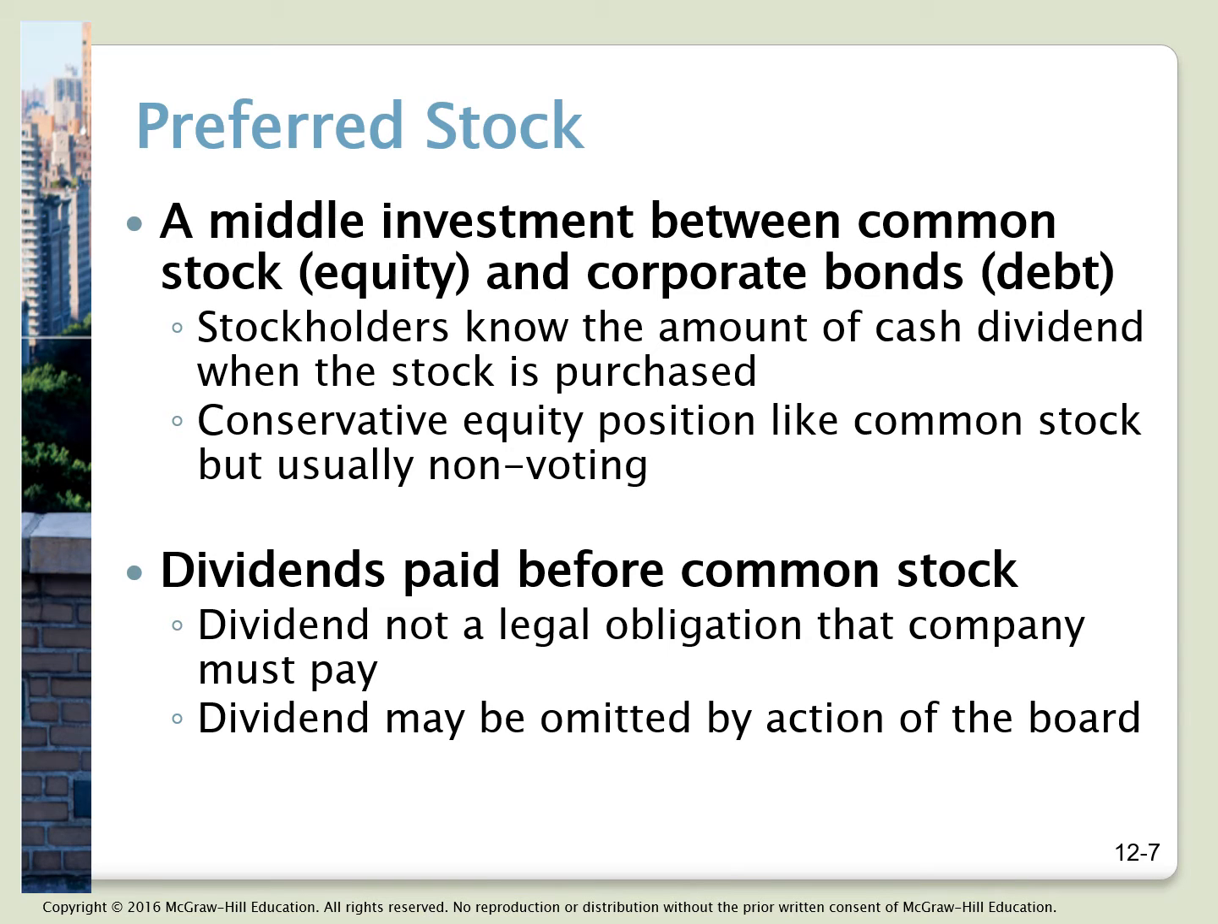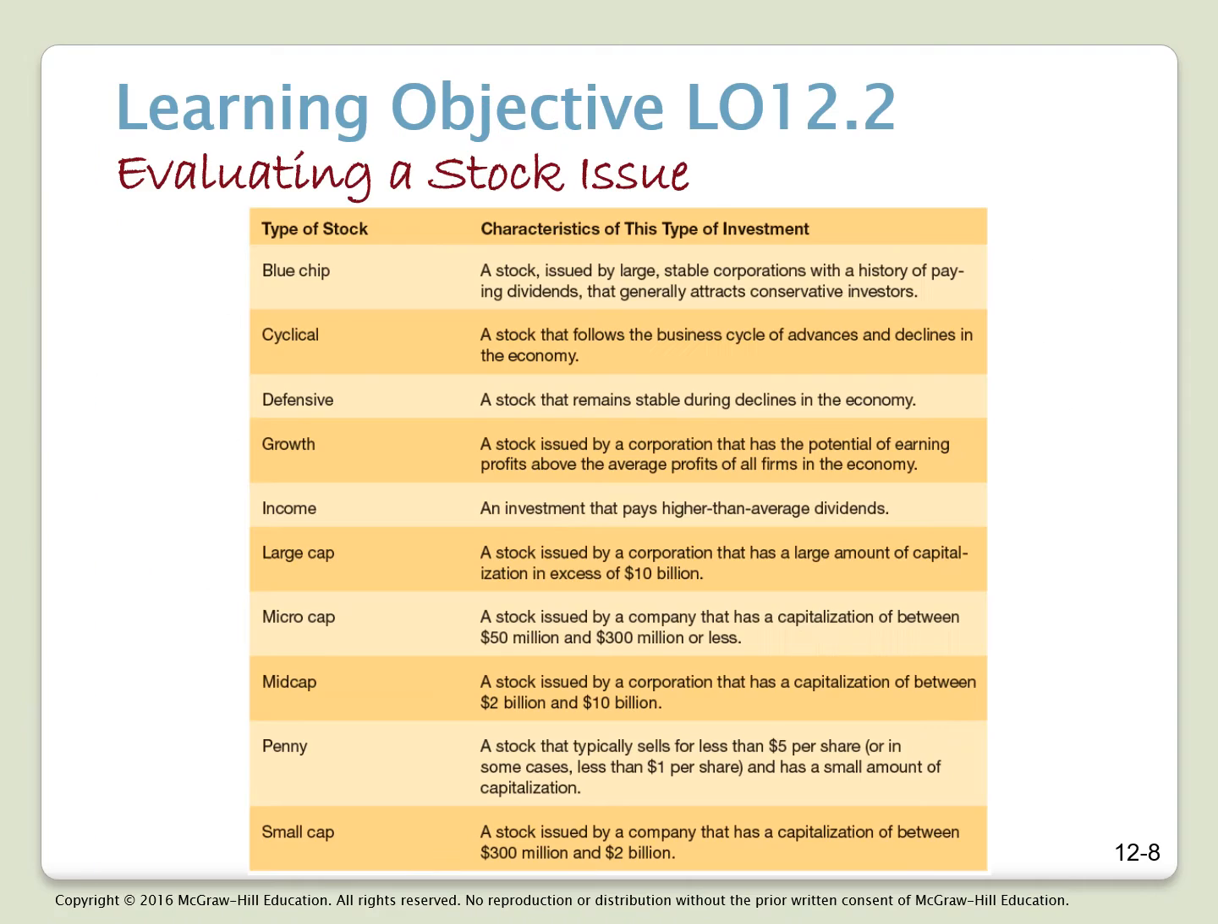Preferred stock is a middle investment between common stock equity and corporate bonds. These are all things to walk through, but I'll fast forward through these. Stockholders know the amount of cash dividend when the stock is purchased. A conservative equity position, unlike common stock, it is usually non-voting. Dividends are paid before common stock dividends, but it's not a legally binding obligation. The company must pay, but dividends may be omitted by action of the board. It can be changed, in other words, at any time.